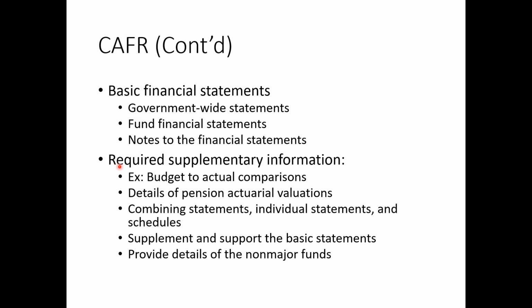And after that, there's a section for required supplementary information, RSI. For example, budget to actual comparisons will be fully disclosed right here. Details of pension actuarial valuations, all the data will be disclosed. And the combining statements, individual statements, and the schedules, especially the capital projects that people look at. Capital outlay schedules also. A detailed depreciation will be disclosed also.